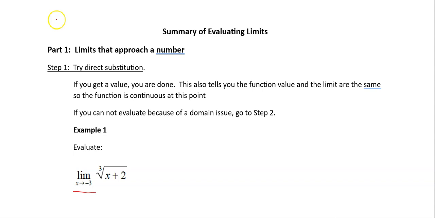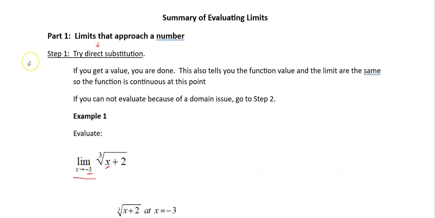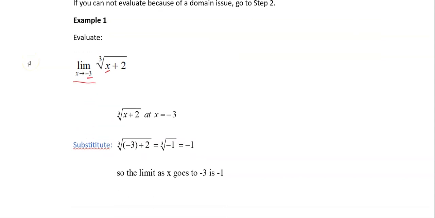The first thing you try every single time is direct substitution. So by that I mean pretend this was a function. That's maybe not great math language, but you're going to replace the x in the problem with the -3. So you want to do that with careful order of operations. By careful order of operations, you see here I have the cube root of x plus 2. We're taking the limit as x goes to -3 of the cube root of x plus 2.